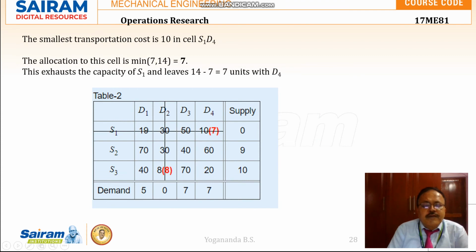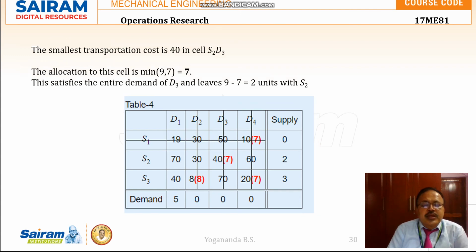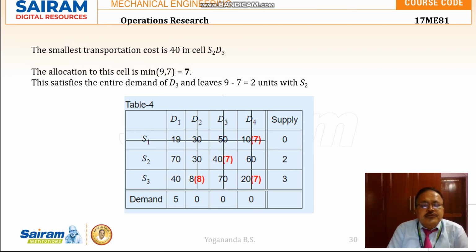Now out of 10 units available, 7 are allocated. So 10 minus 7, 3 more units are left with supplier number 3. Write 3 here. 5 plus 7 becomes 12 here, and 9 plus 3 becomes 12. So we are going in the right track. For the next minimum transportation cost, after 20 we have 30, then 40, and so on.